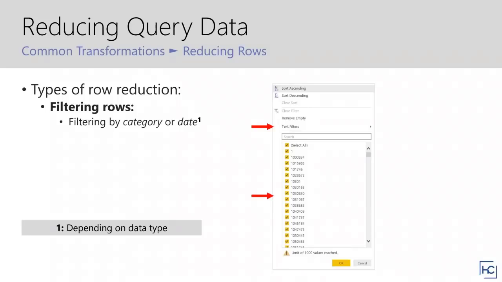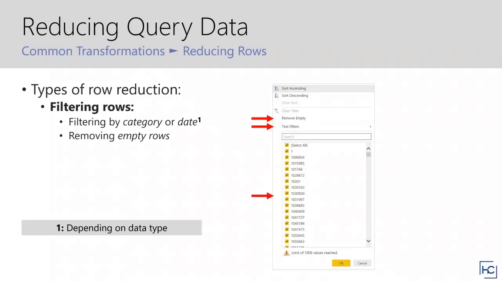So numerical has greater than or less than. Dates, before and after. Text will have contains, does not contain. So there are lots of different dynamic ways to filter your data depending on the data type of that column itself. Removing empty rows is another great way to do query reduction.